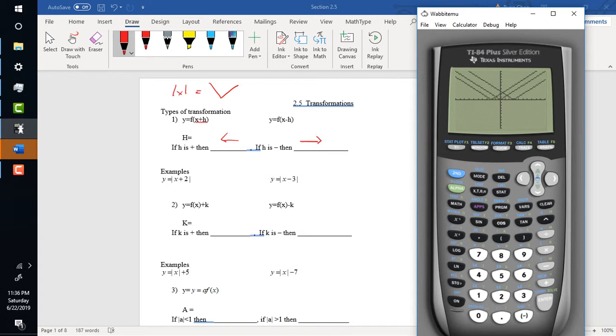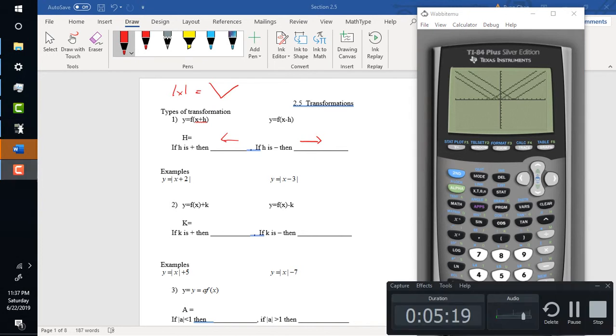If it's negative, it's going to the right. And remember, this is when it's inside the absolute value parentheses or whatever function it is. The other thing to take note of is that my v doesn't change its shape. It moves to the left, it moves to the right, but it's still a v. Take note of that.